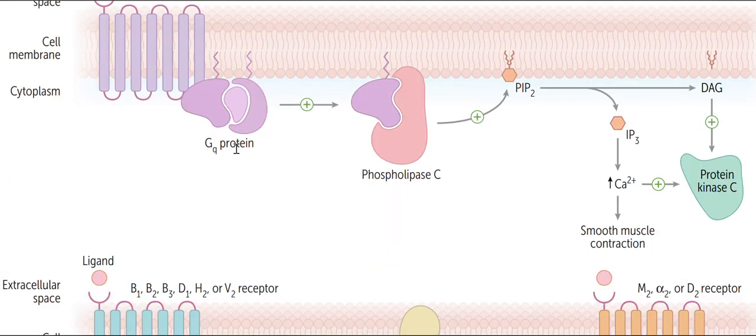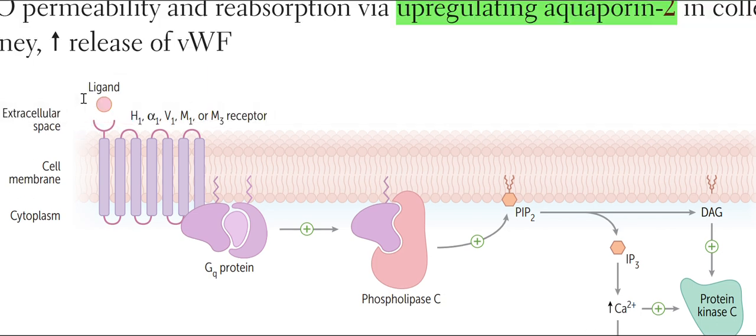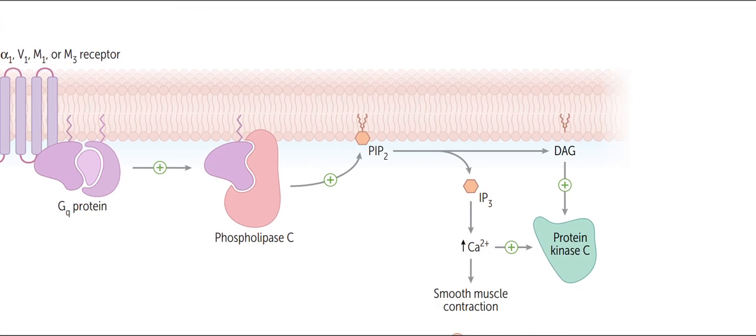Next, we have GQ proteins. Similarly, when the ligand binds to the receptor, you'll develop some structural changes in the GQ protein, which activates this enzyme called phospholipase C. Because it's phospholipase, it will break down certain parts of the cell membrane, specifically PIP2, which was phosphatidylinositol bisphosphate, I believe. So it will break down PIP2 and convert it into two molecules.